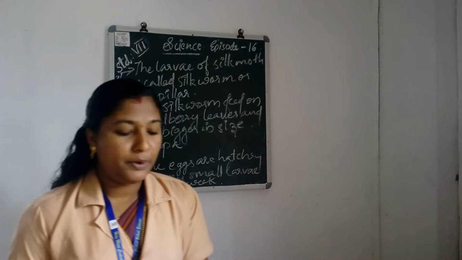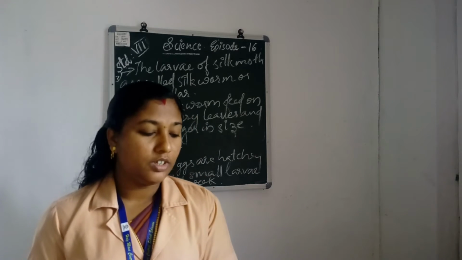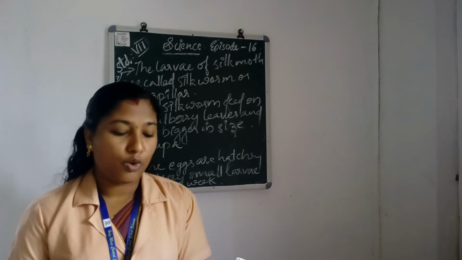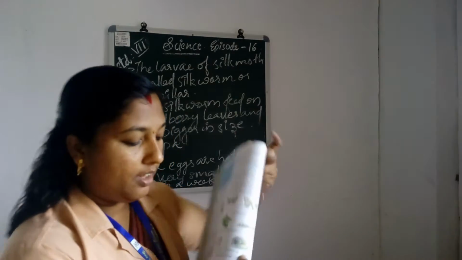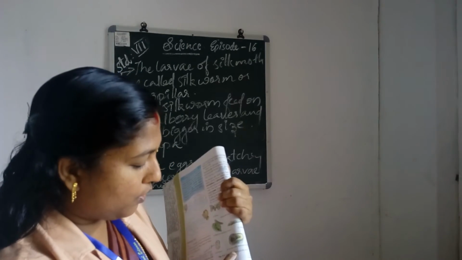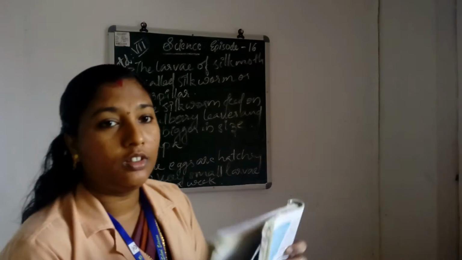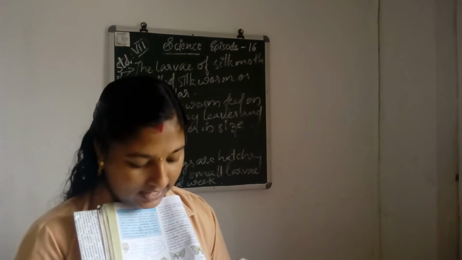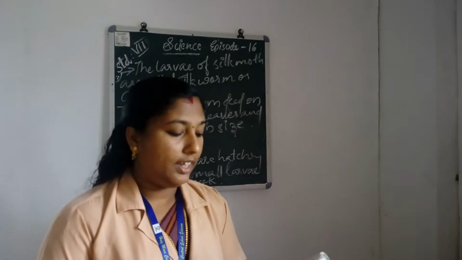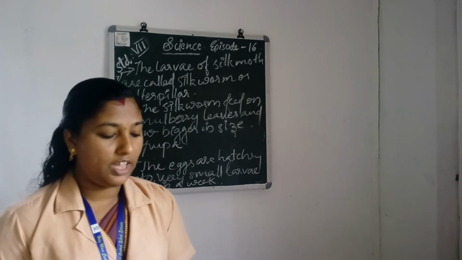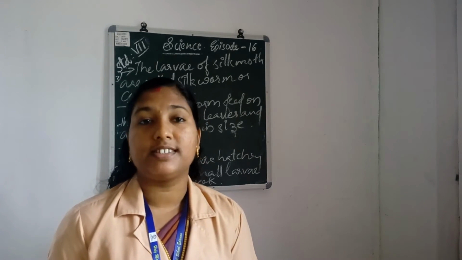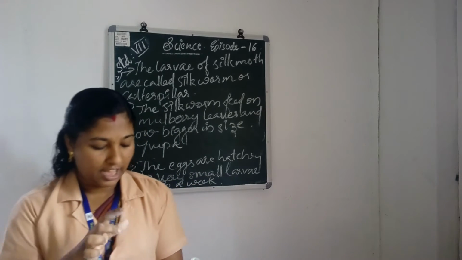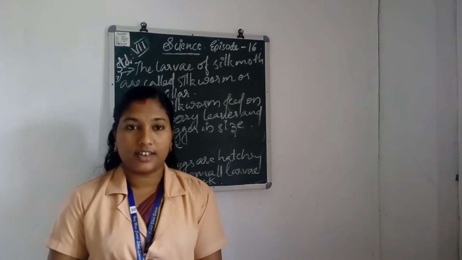Then the further development of the pupa into moth continues inside the cocoon. Here in figure F, the cocoon with the developing moth is given. Then the silk fibers are used for weaving silk cloth. This is the life history of the silk moth.